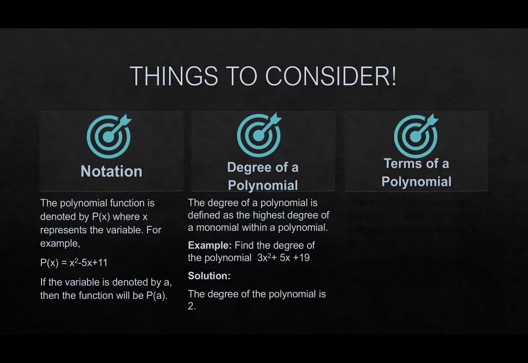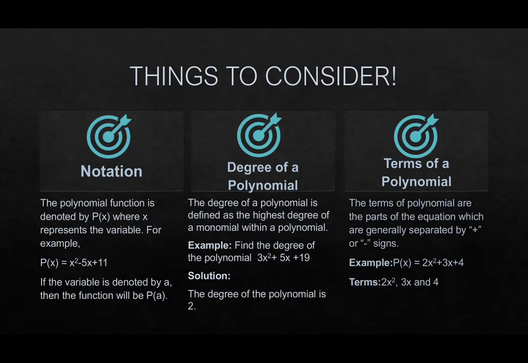And the last one is terms of a polynomial. The terms of a polynomial are the parts of the equation which are generally separated by plus or minus signs. Here is an example: p of x is equal to 2x square plus 3x plus 4. The terms in this expression are 2x square, 3x and 4.